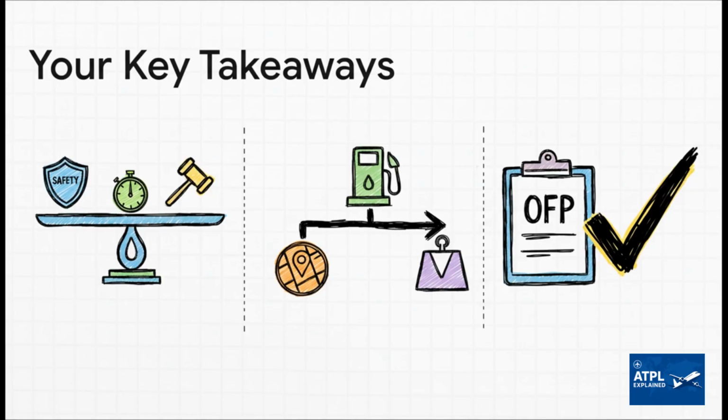So, to wrap it all up, what are the key takeaways here? First, great flight planning is always a balance between safety, legality, and efficiency. Second, you have to master that logical buildup. It always flows from route to fuel to weight. And finally, all this work culminates in the OFP, your final unified plan of action.